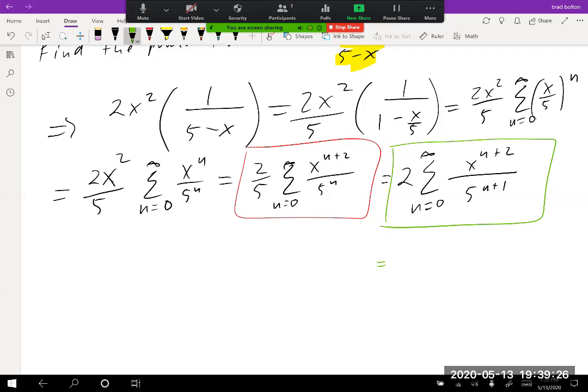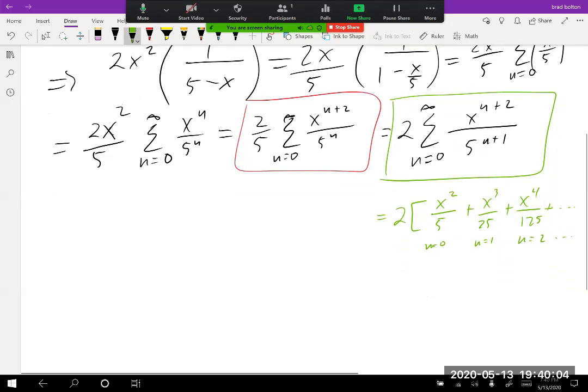And let's look. Wouldn't this just be 2 times the sum? Now, if I plug 0 in for n, I get x squared over 5, plus plug 1 in, I get x cubed over 25, plus x to the 4th over, so if I plug 2 in, right, this is n equals 0, this is n equals 1, this is n equals 2, so on and so on. If I plug 2 in, I get x to the 4th over 5 cubed, which would be 125, and I could just play this game all day.